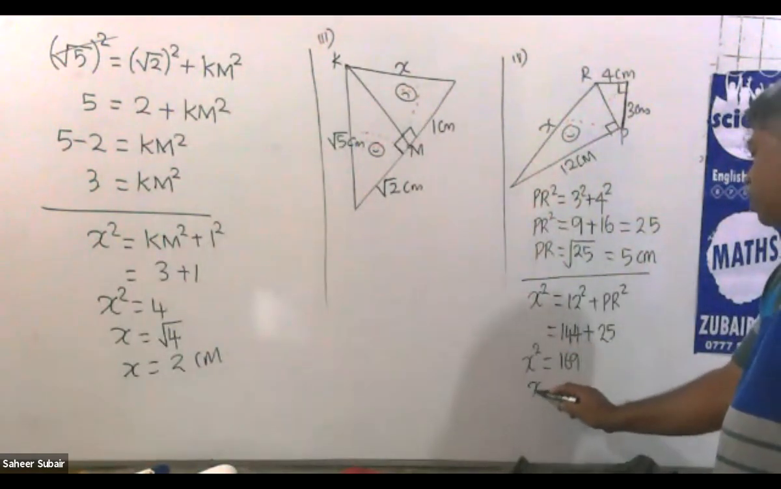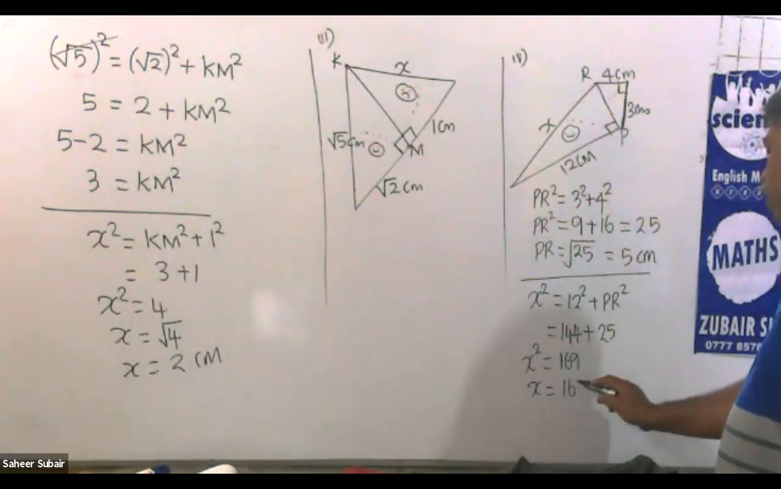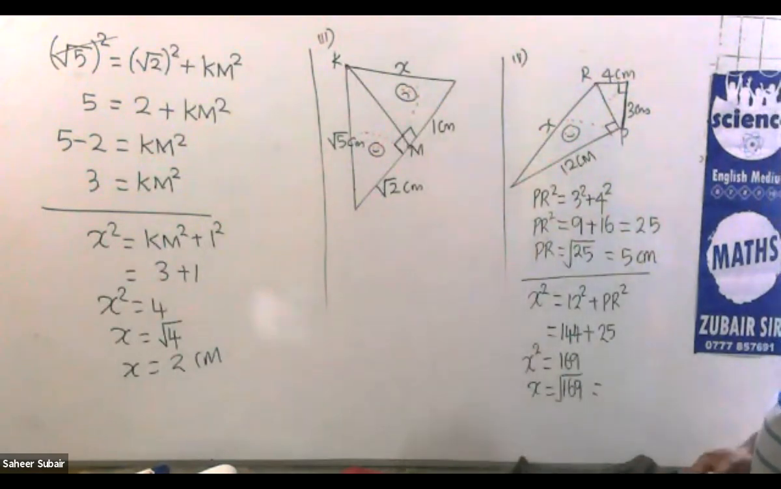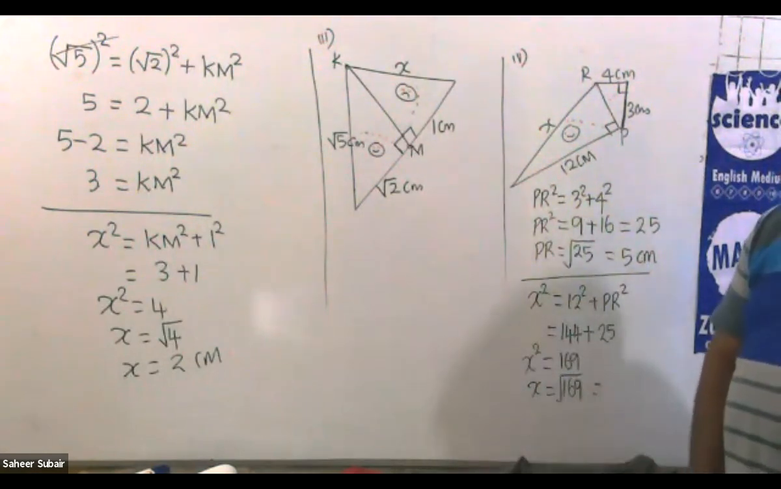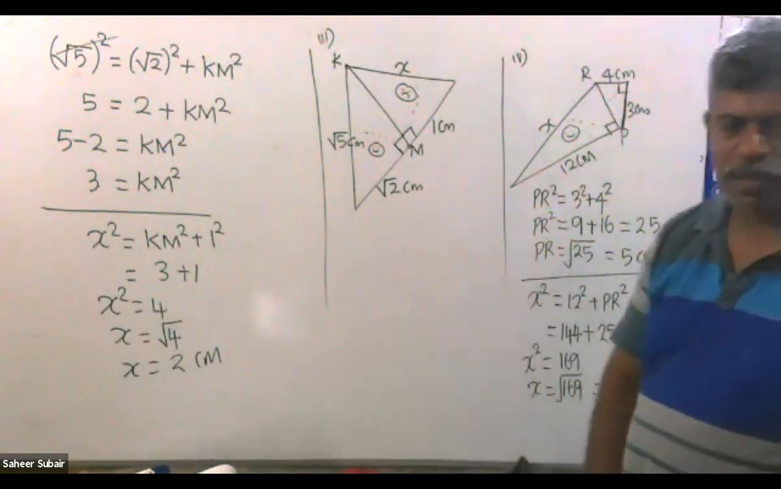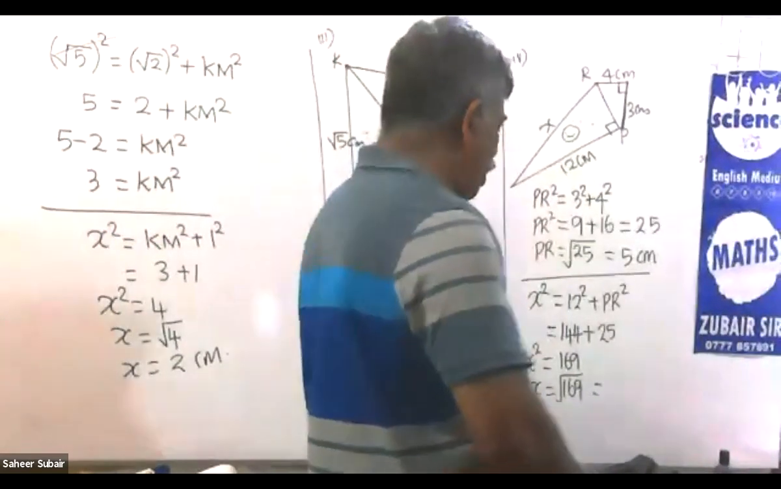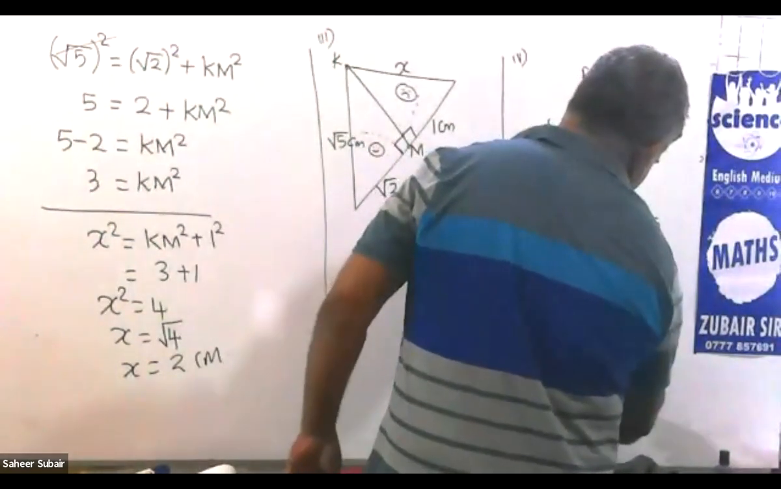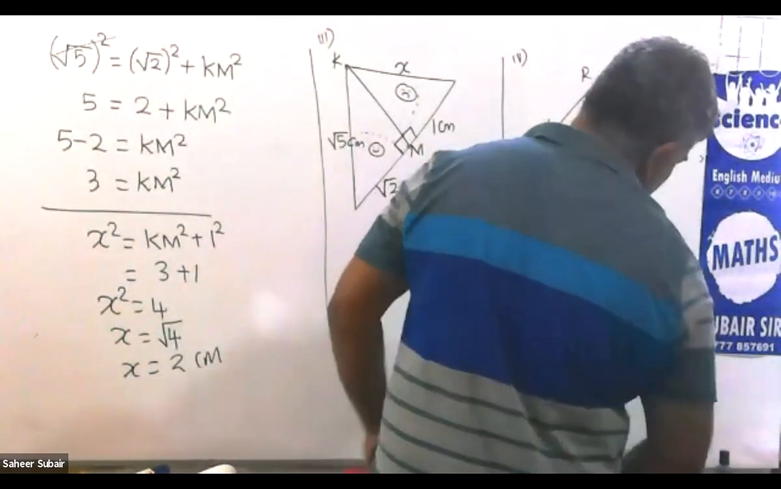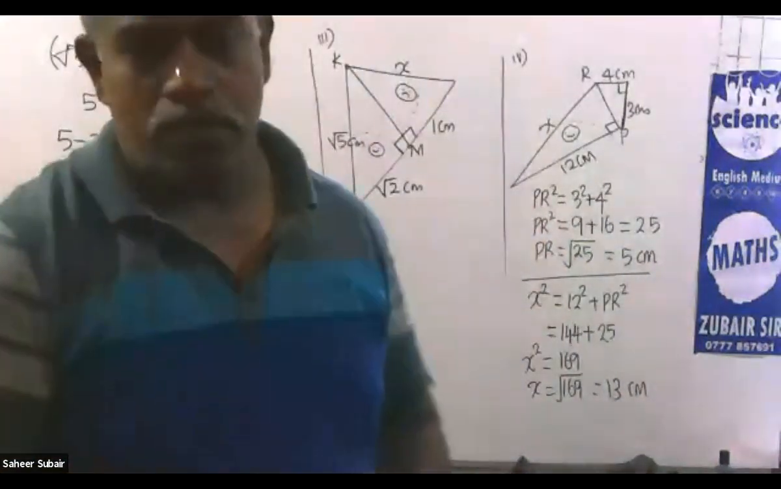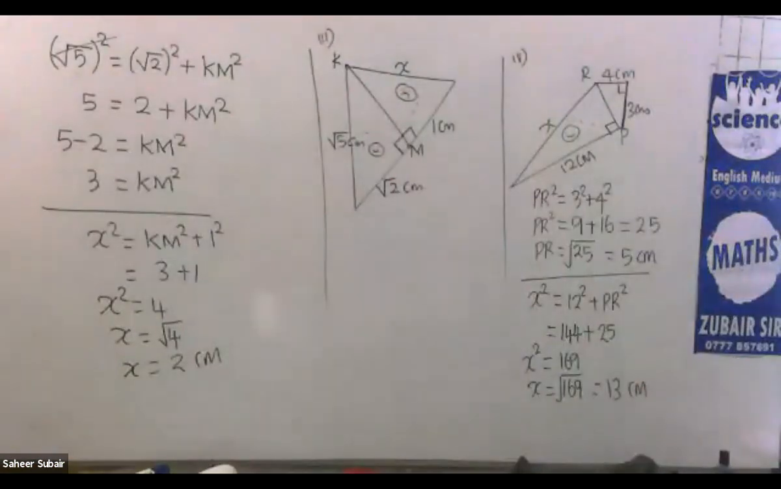Then to find the x, we have to remove the square and apply the square root. So which square root? Which number squared makes 169? 13 into 13 is 169. So because of that, the square root of 169 is 13. So 13 centimeter.